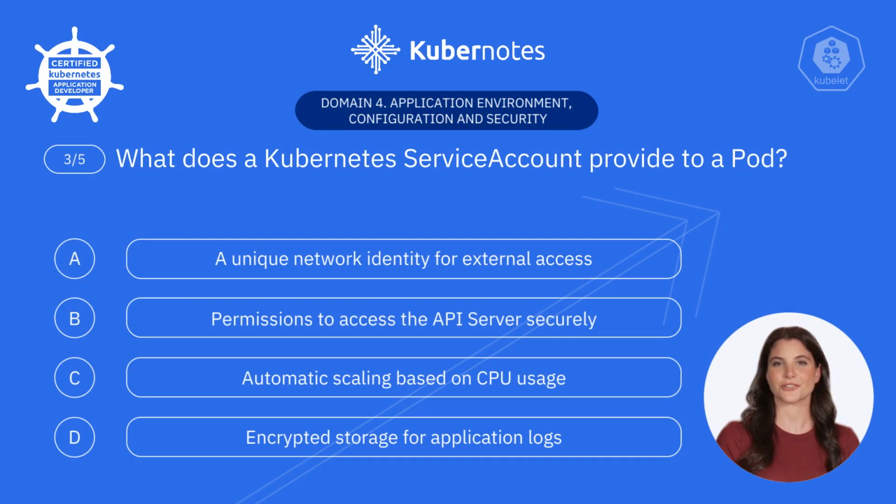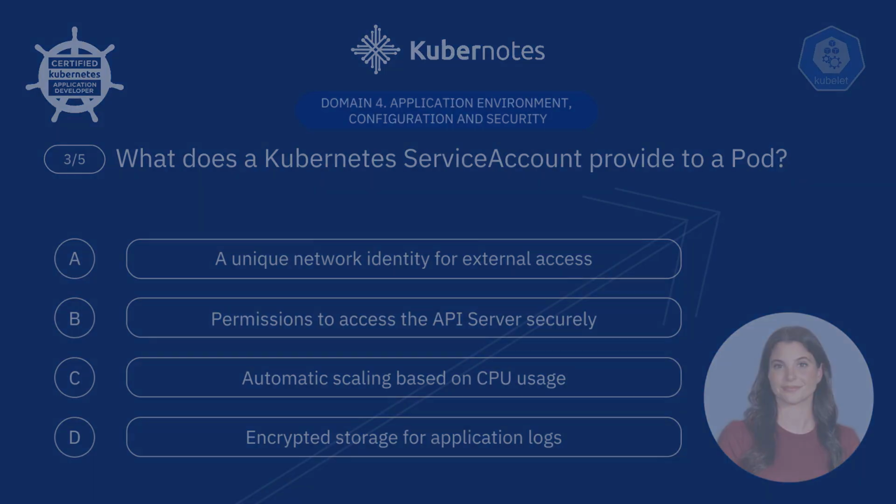Here comes question 3. What does a Kubernetes service account provide to a pod? A. A unique network identity for external access. B. Permissions to access the API server securely. C. Automatic scaling based on CPU usage. D. Encrypted storage for application logs.